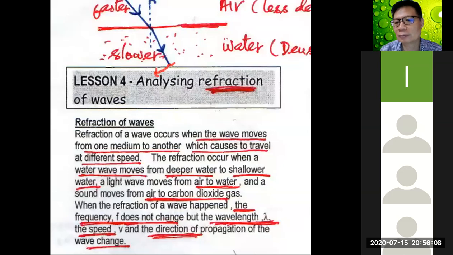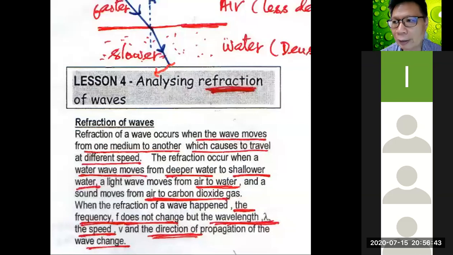When the sound wave will refract, the sound moves from where to where? Look at the screen. The screen there says from air to water. Yes, correct. Thank you. When the sound moves from air to water or from water to air. Okay, thank you.